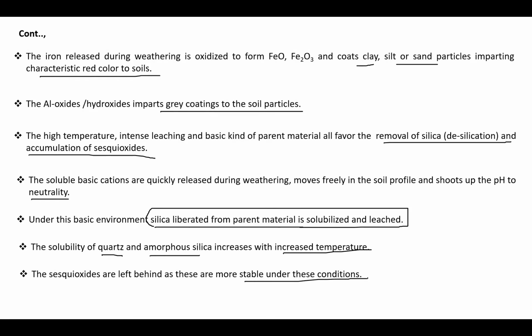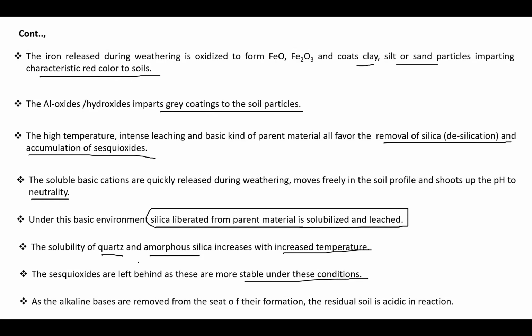So what is happening here? Due to the environmental conditions, iron oxides will be released and aluminum oxides impart a gray color. And due to this basic parent material and intense leaching, silica will be removed. And due to the solubilization of basic cations, pH is very close to neutral. So when it is neutral, what happened? This is another reason silica will be liberated from the parent material, solubilized and disappear through leaching. So like this, all these points contribute to the laterization process.